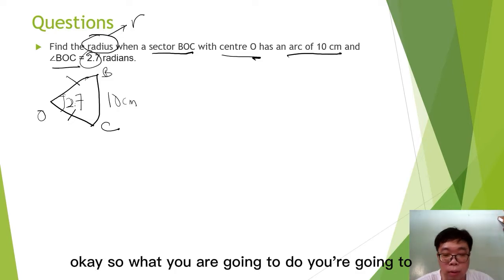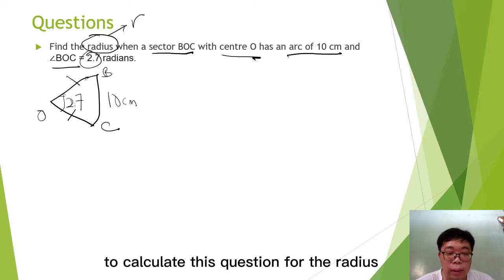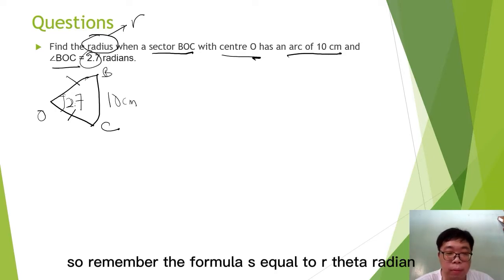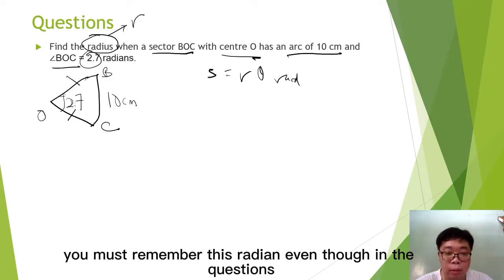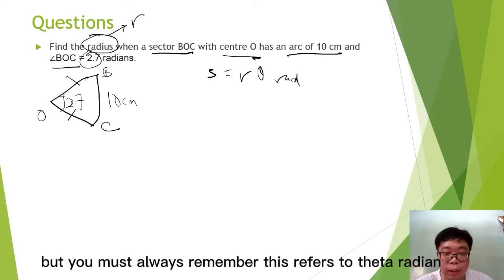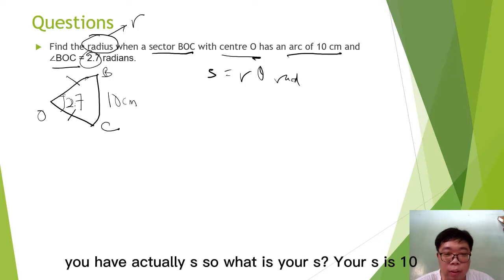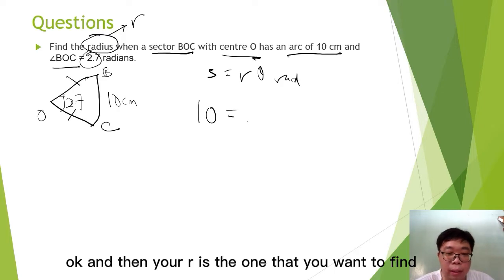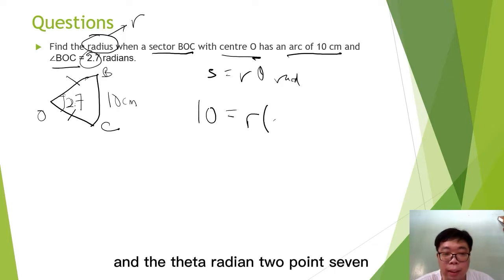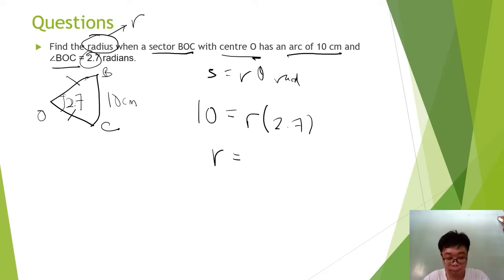Okay, so what you are going to do is calculate the radius. Remember the formula, S equal to R theta radian. You must remember this is radian, even though in the question it is not given, this refers to theta radian. So when S equal to R theta radian, what is your S? S is 10. And then R is the one that you want to find, and theta radian is 2.7. So you need to find R. So what is your R?